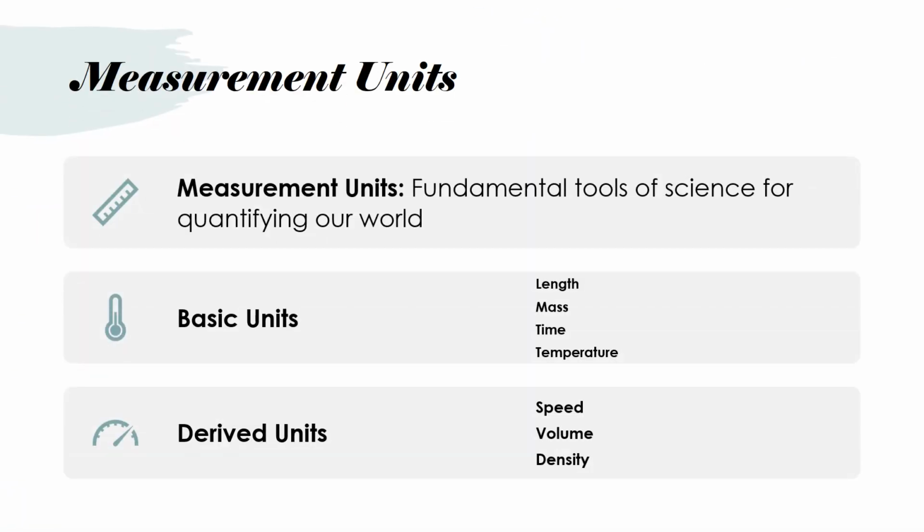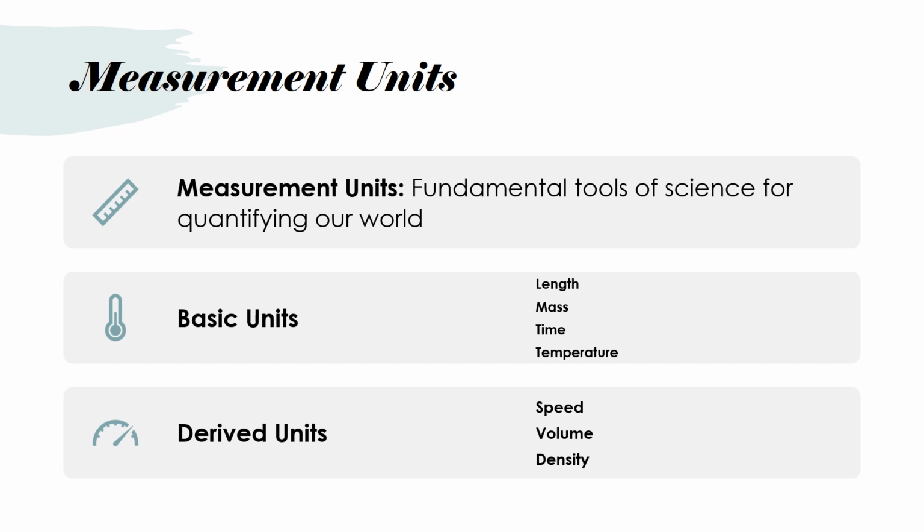Let us start by delving into the world of scientific investigation, and a crucial part of that is understanding measurement units. Think of measurement units as the building blocks of science. They help us quantify the world around us. We've got two categories of measurement units: basic units and derived units. Basic units are those we measure directly, like using meters to measure length or seconds for time. These are the absolute foundations of measurement.